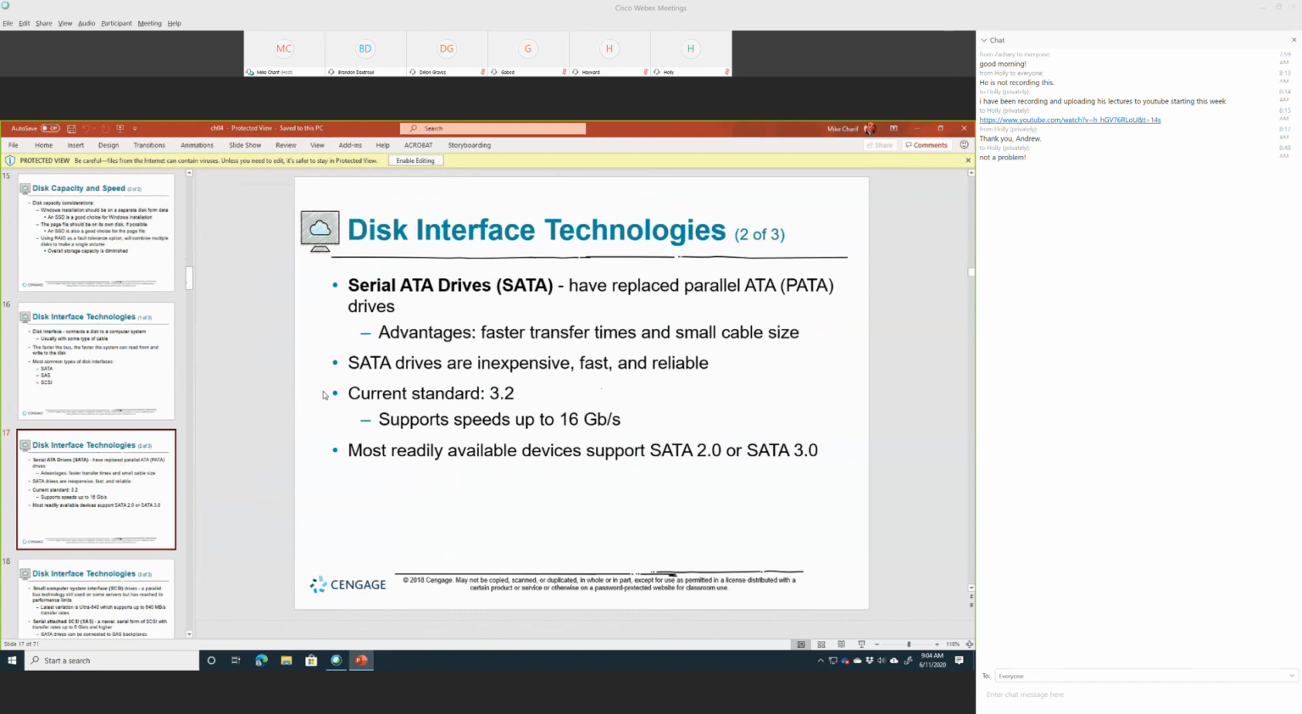Okay. Serial ATA drives, which is SATA, have replaced parallel ATA. We know that. I have tons of these. I don't know what to do with them. Some people said they have a little gold in them, so you give them to some people, they melt them, and I don't know what to do.